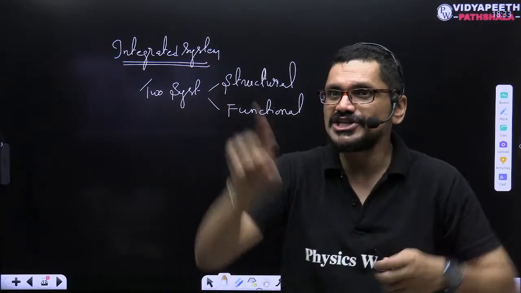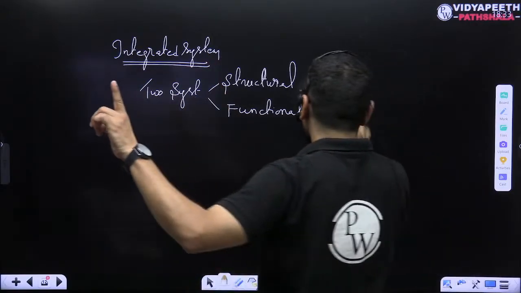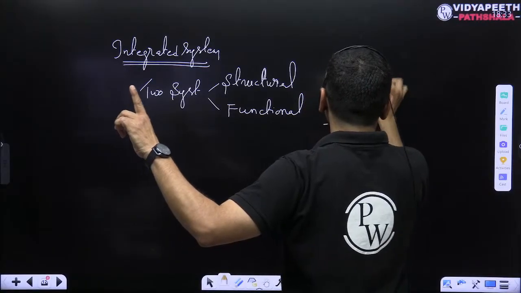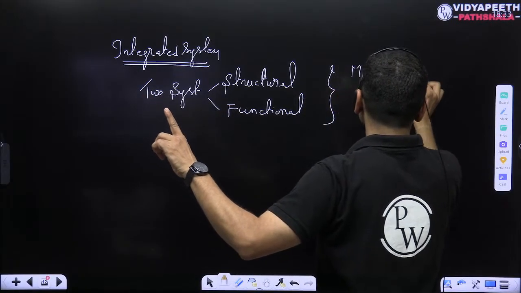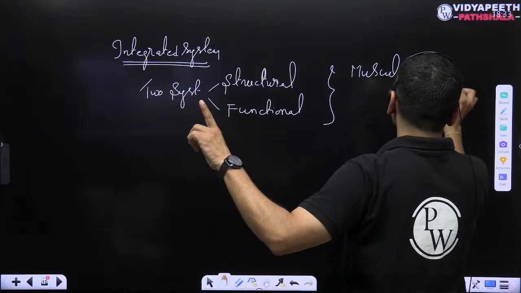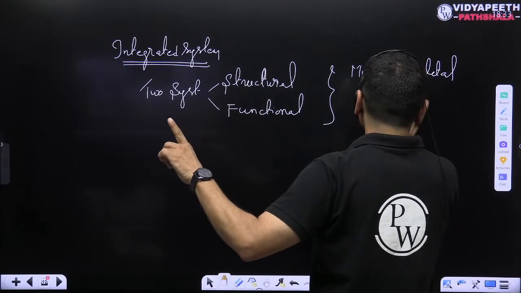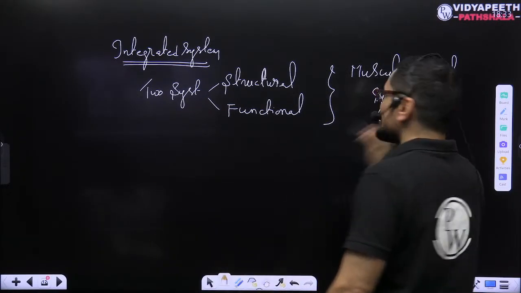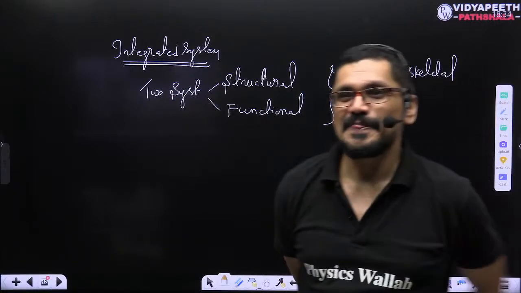See, here I have mentioned one system, muscle and bone. Combinedly it is called the musculoskeletal system. It is your real friend. Muscle and skeleton, they are the real friends.